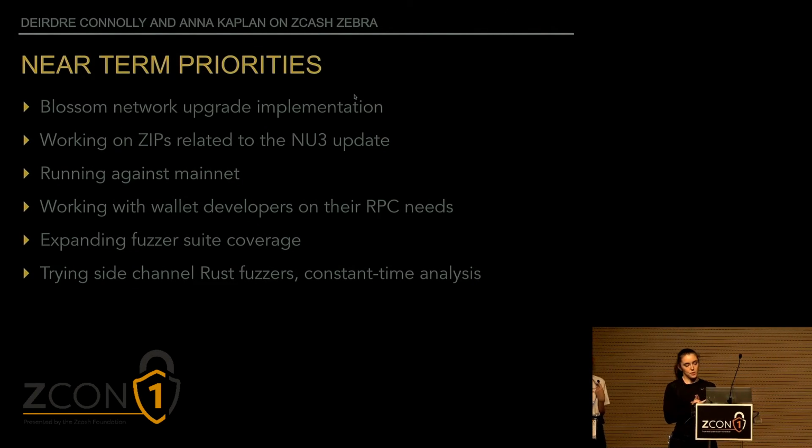So our goals for the near future is obviously upgrading to Blossom. We have to just work on that ourselves. We are working with the dzip discussion as well as everything that's going into Network Upgrade 3. We are running against mainnet in development only. This is an alpha project. We don't recommend people to run against mainnet for reals yet, because we're not to 1.0 yet. So our near-term project is to get to 1.0 and be running regularly against mainnet.